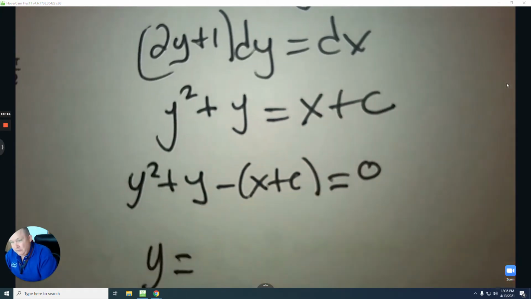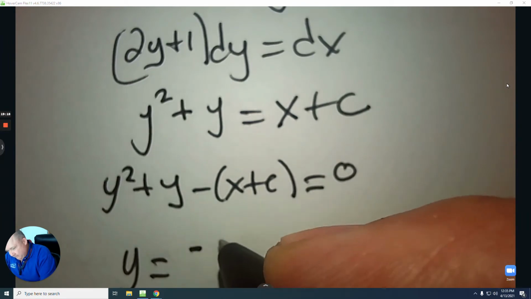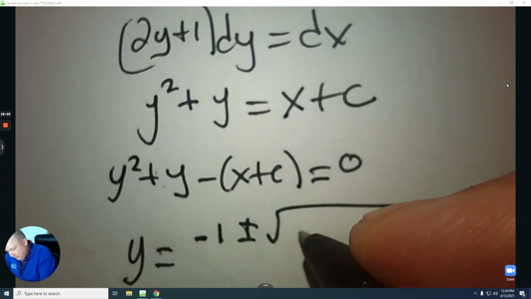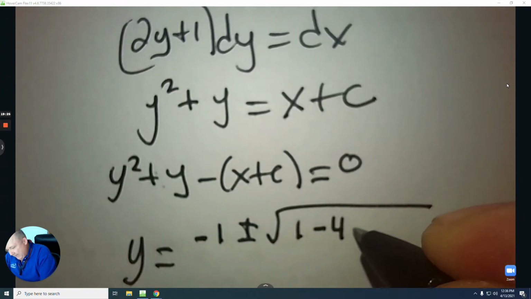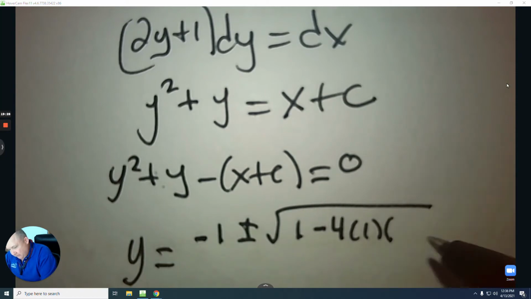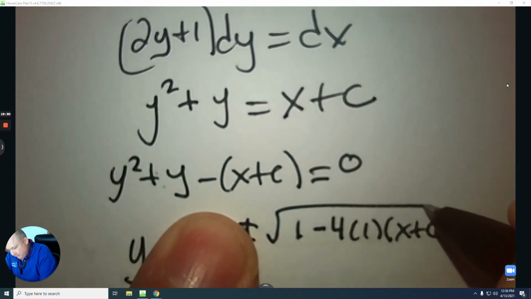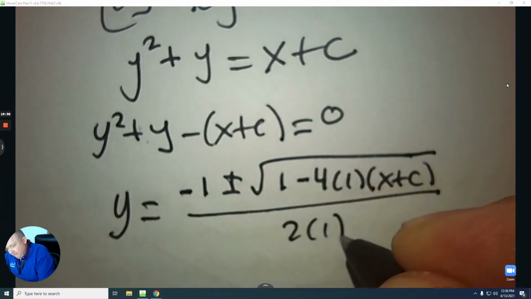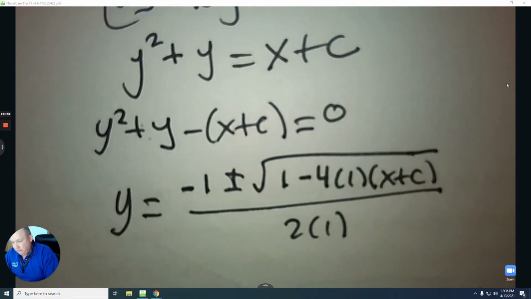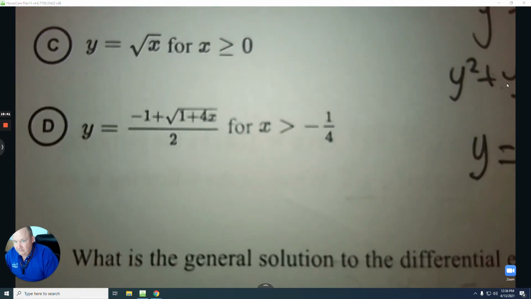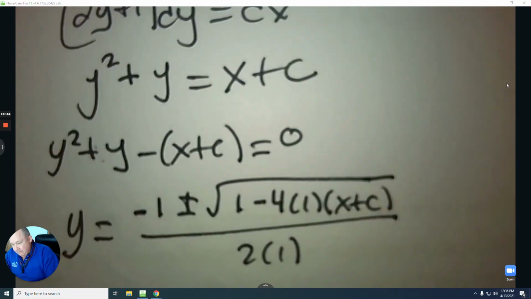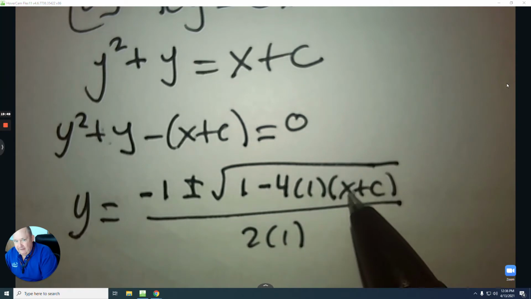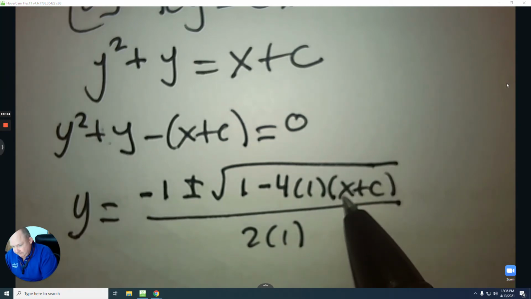So y is equal to negative b. Our b value here is 1. So negative 1 plus or minus the square root of b squared, which is 1, minus 4ac. Now, our c value is x plus c. Think of that as a constant at the end, all divided by 2a. Already when I look at the answer choices, which is the only one that's even close to that? You can see it, right? You're given a value to plug in, 0, 0. So if y is 0 and x is 0, and you solve it, what are you left with?